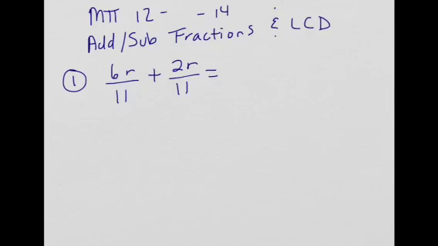Open up your MTT and we're going to work on adding and subtracting fractions that have variables and also how to find the least common denominator, or LCD. First thing that we're going to do when we're adding and subtracting fractions is we always look to make sure that we have a common denominator. In this case, our denominator is 11, and all we have to do is add the numerators. So 6r plus 2r, they're both like terms, so we can just add the 6 and the 2, and that's going to give us 8r.